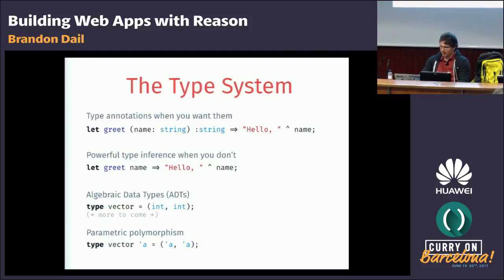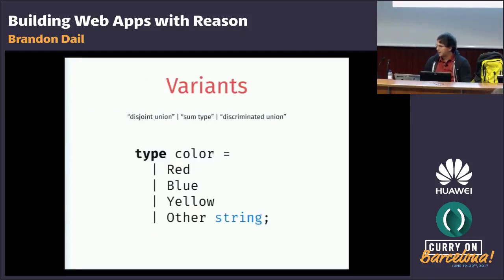So talking more about ADTs, we have a construct called a variant, which might be called disjoint unions, sum types, discriminated unions, all basically the same idea here. And it lets us represent sort of heterogeneous data in a type-safe way. And here we define a color variant with red, blue, yellow, and other. These are all type constructors. And note that other takes an argument, which in this case is a string. So variants can actually hold data in a way that can be accessed at a later time.